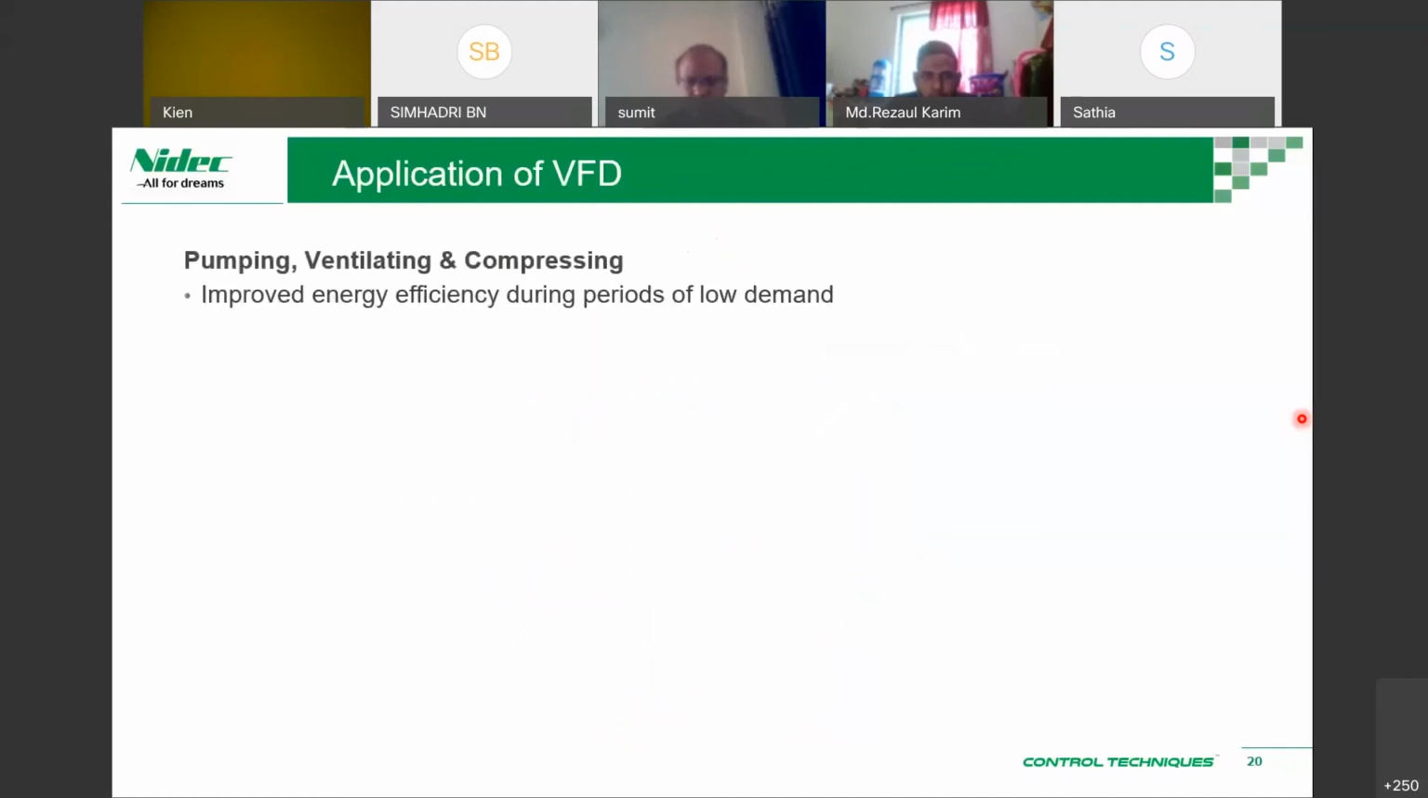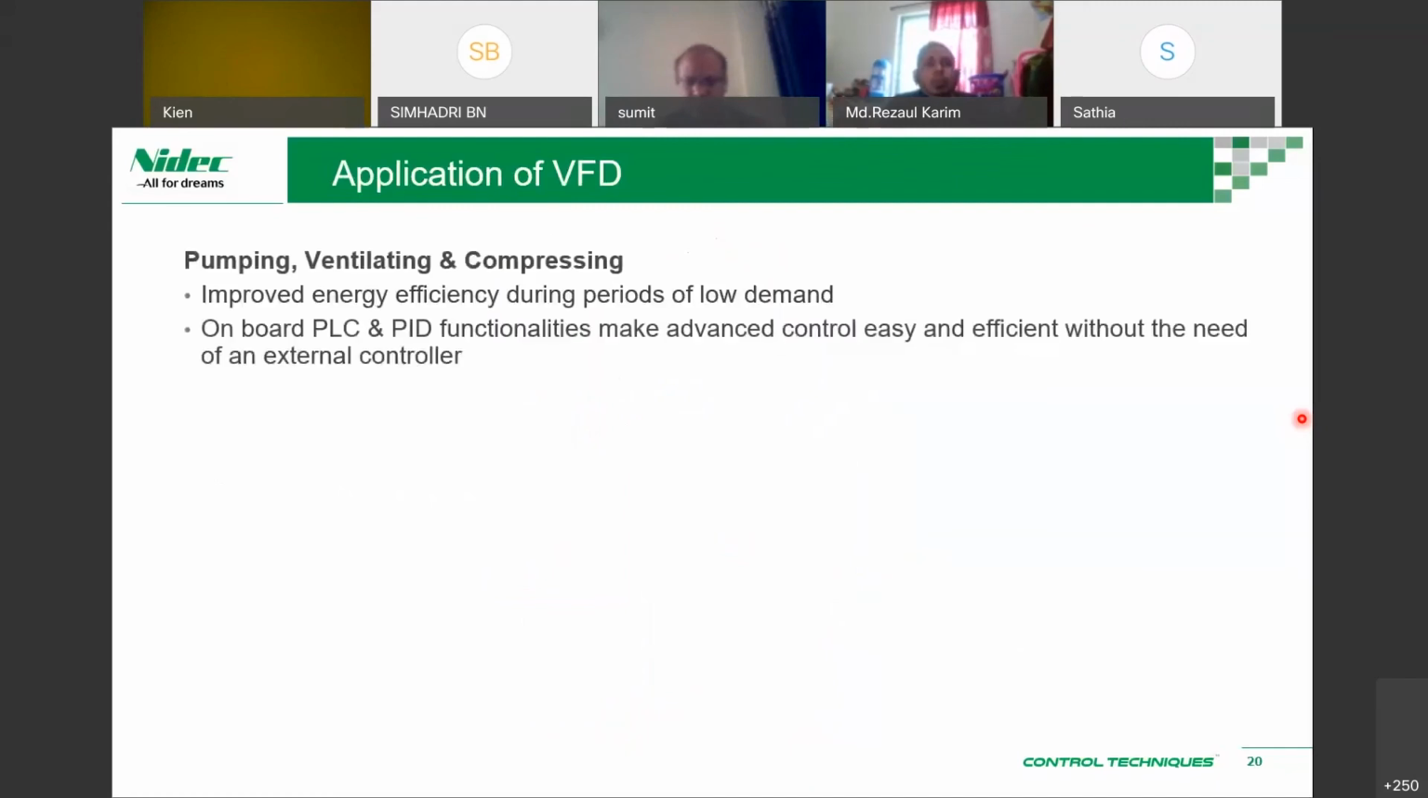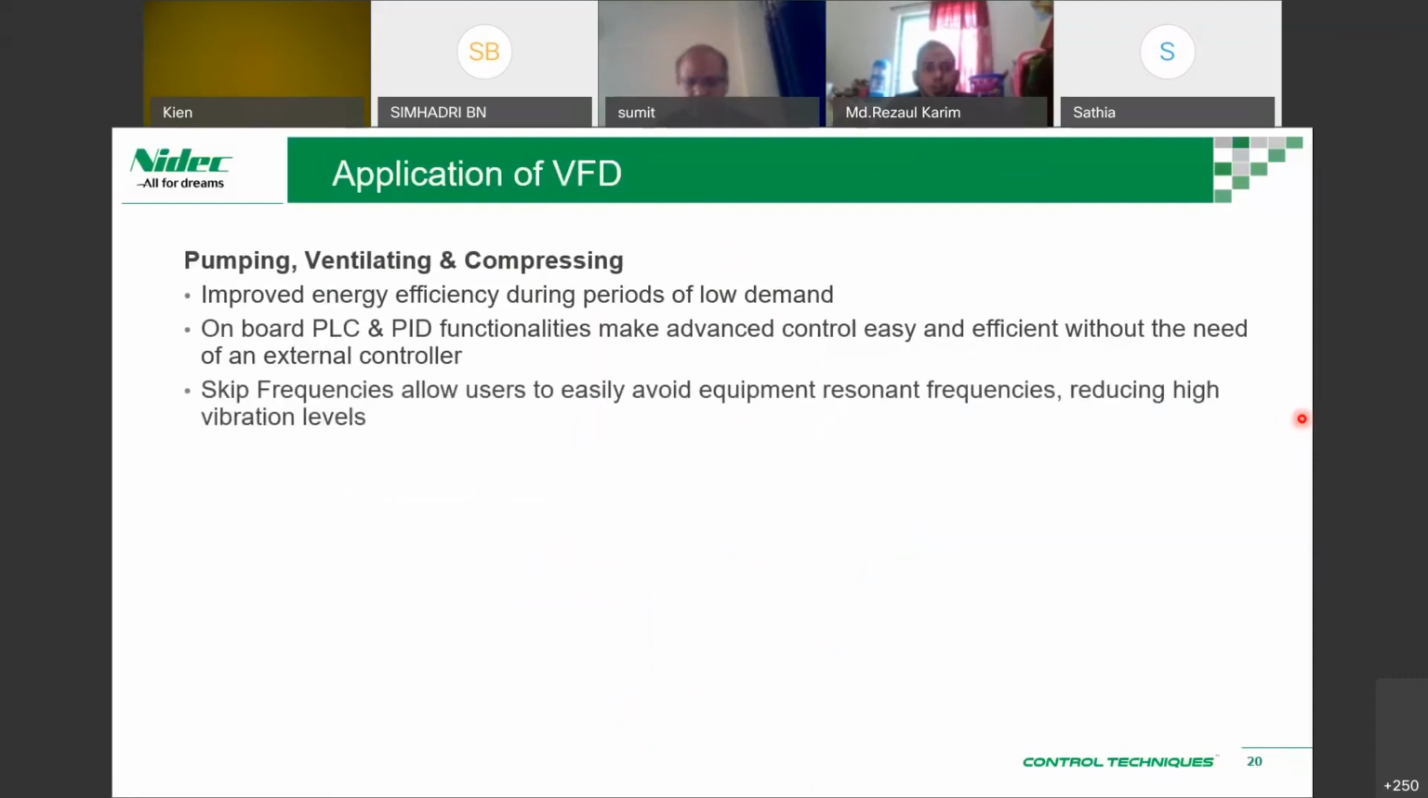Typical applications of VFD: pumping, ventilation, compressing. It provides improved energy efficiency during low demand periods. We have onboard PLC and PID functionalities to make advanced control easy. So instead of having an external PLC just to do a PID control, just to do a few features, you can have onboard PLCs. We have skip frequencies that allow you to easily avoid equipment resonant frequencies.